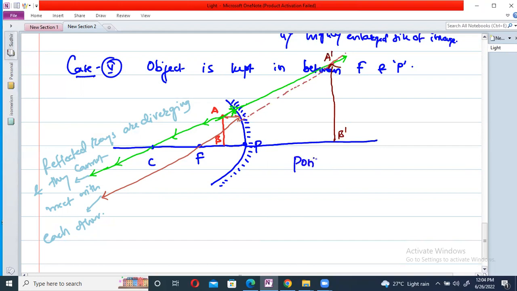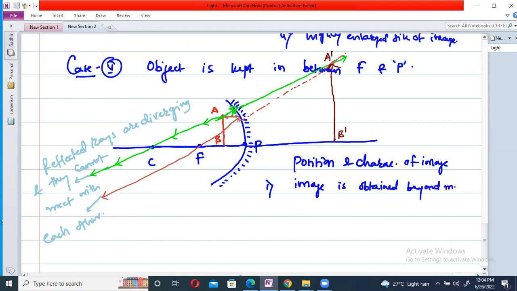So what is the position and characteristics of the image in this case? The first point we can say here: the image is obtained beyond the mirror. And how will the image be? It is an upright or erect image.